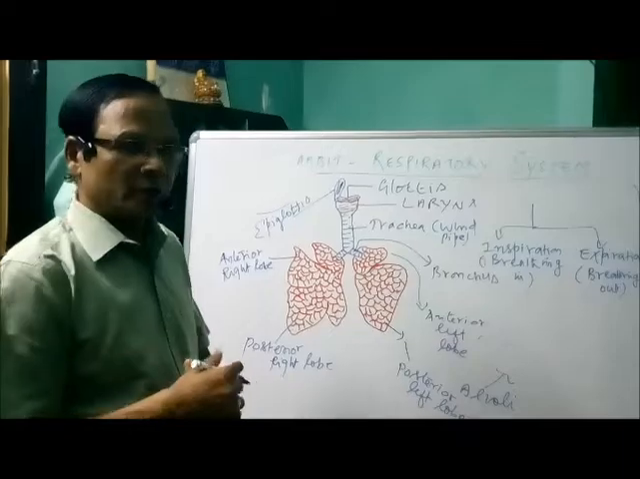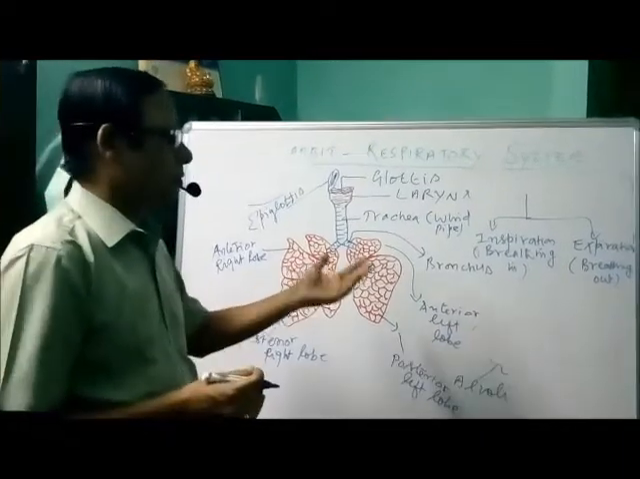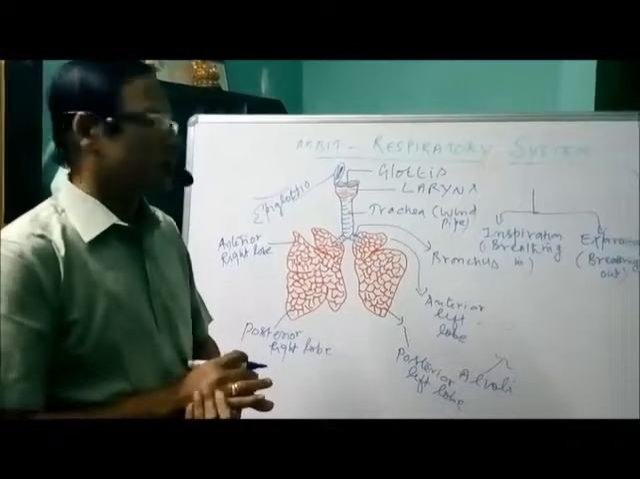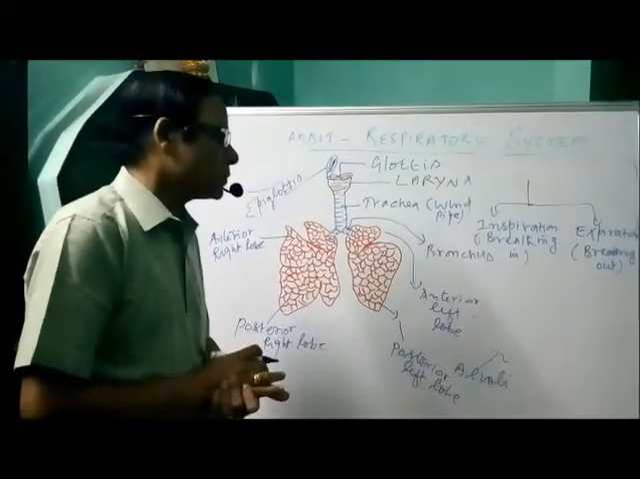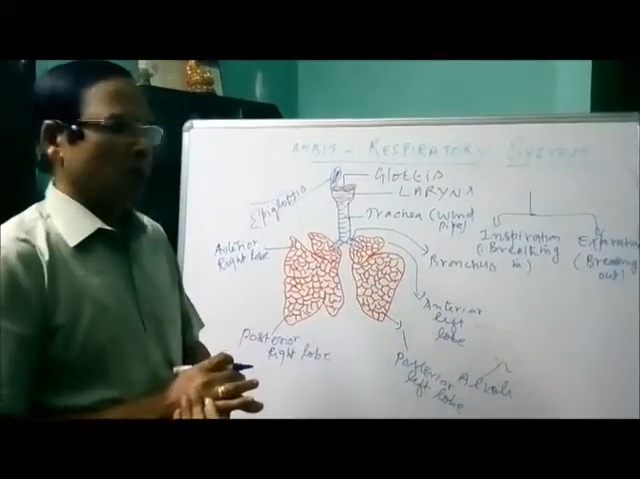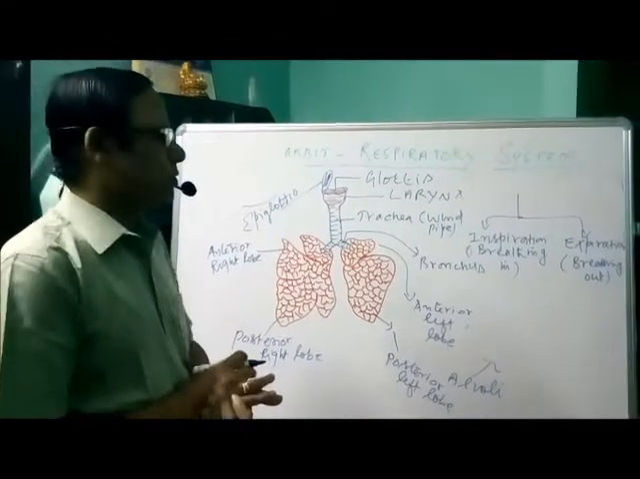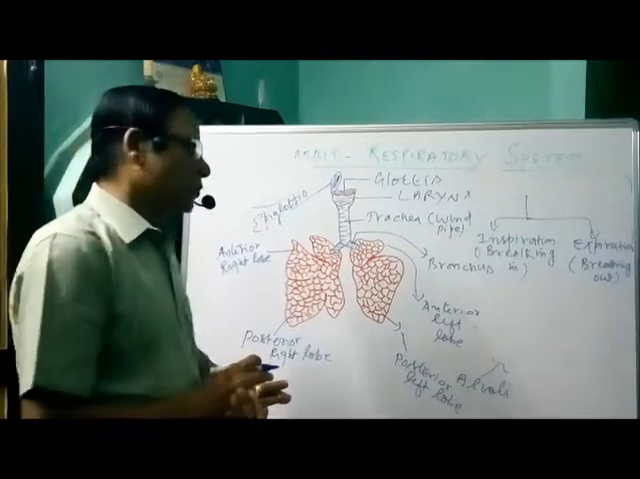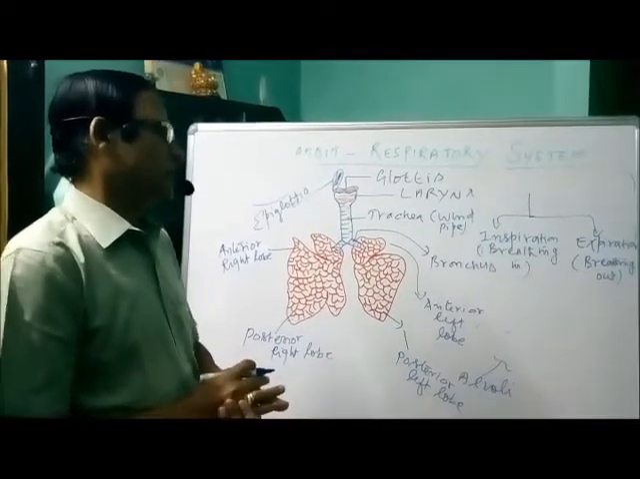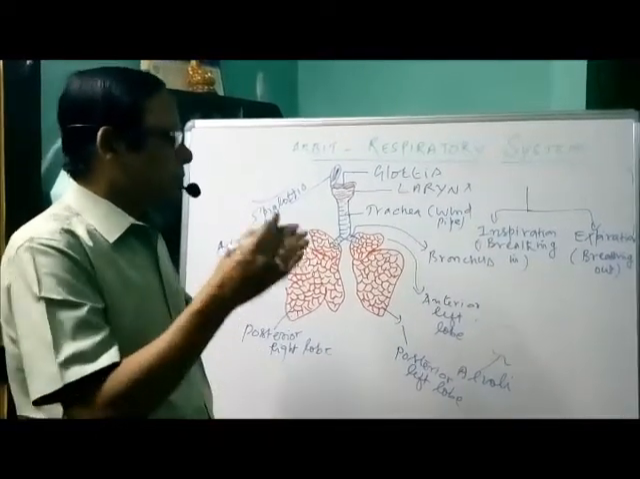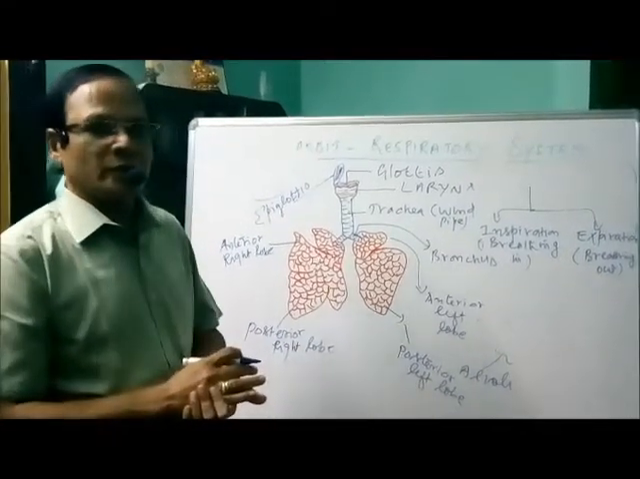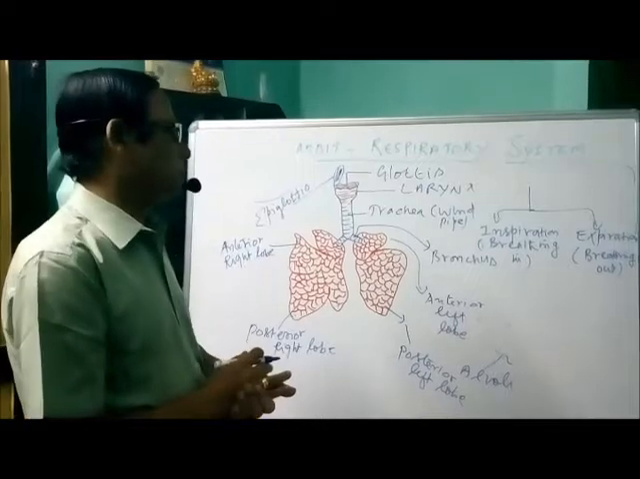So taking in air is called inspiration, or breathing in movement. And giving out air from the lungs is called expiration, or breathing out. These two movements are brought about by the muscles between the rib bones as well as the diaphragm muscles. Because of these two events, the exchange of gases, namely carbon dioxide and oxygen, takes place.